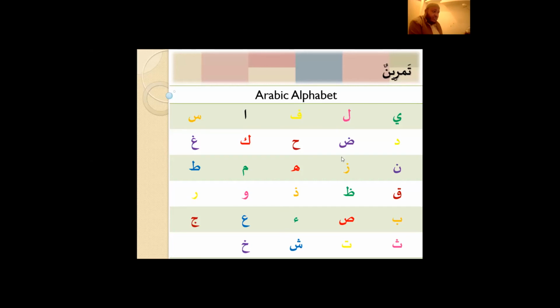Zainab, could you read for me the second letter? Lam. Can you hear me? Yes? Lam. No? Okay. Who wants to have a go at reading this letter? Ain. Ain. Brilliant. MashaAllah. Perfect.